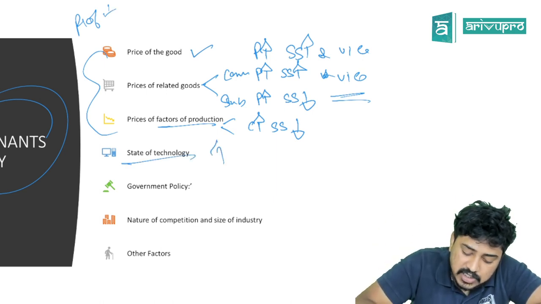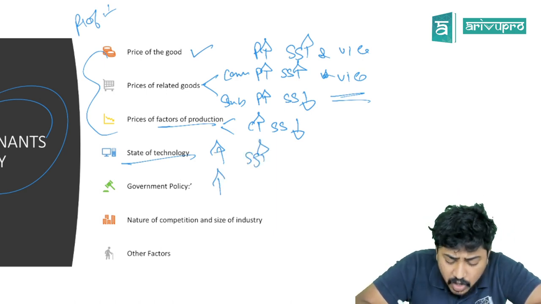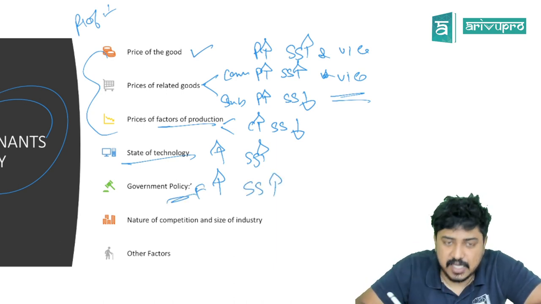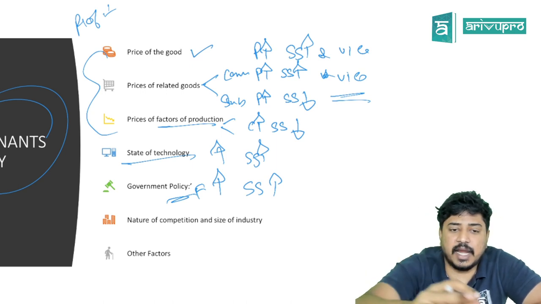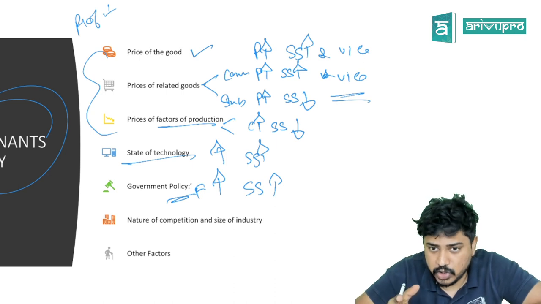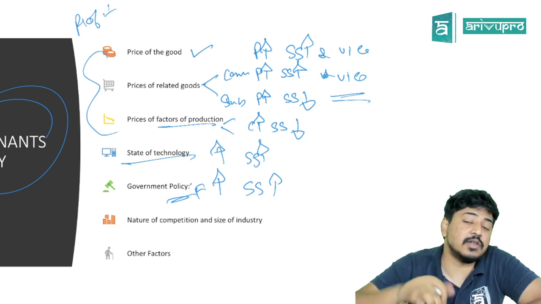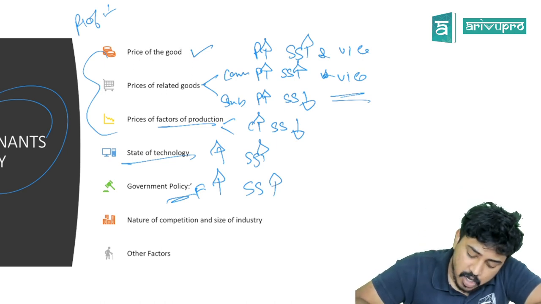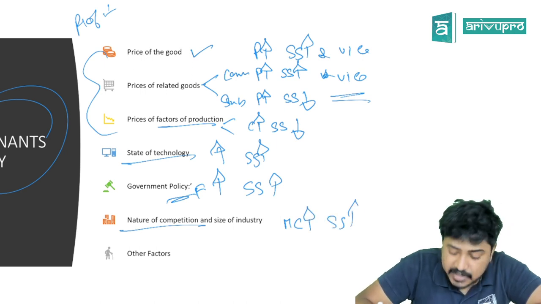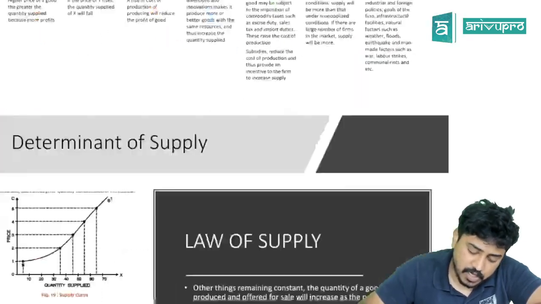Then if technology is becoming better, supply will increase. Government policy: if there is favorable government policy, supply will increase. Let's say I give you a subsidy, I give you support, I reduce tax for you, then you will produce more of it. If I punish you, impose customs duty and every tax, then you'll supply less of it. Competition: the more the competition, the more the supply. The less the competition, the lesser the supply. And other factors are also there in the determinants.